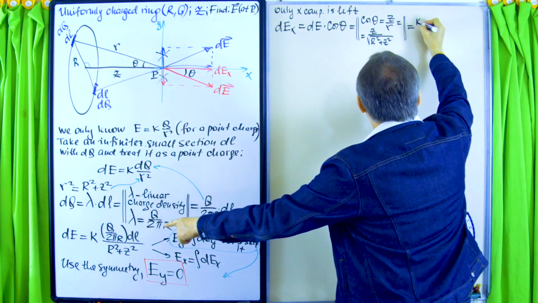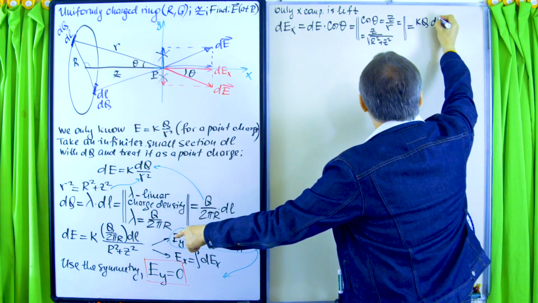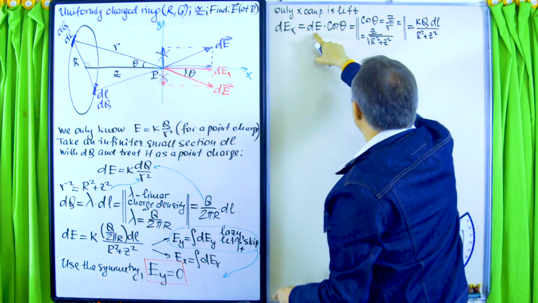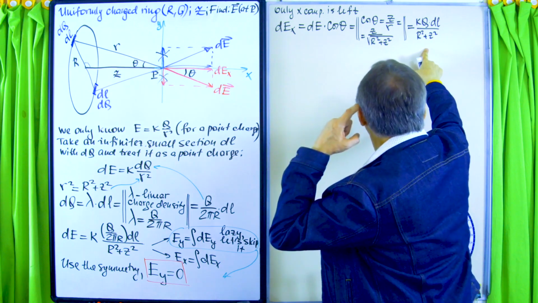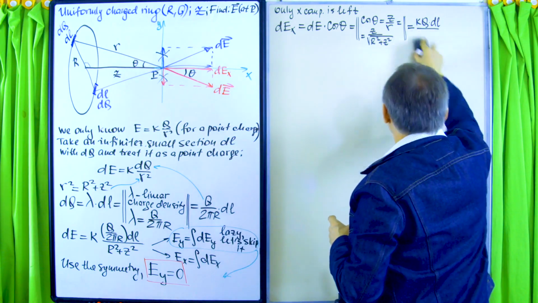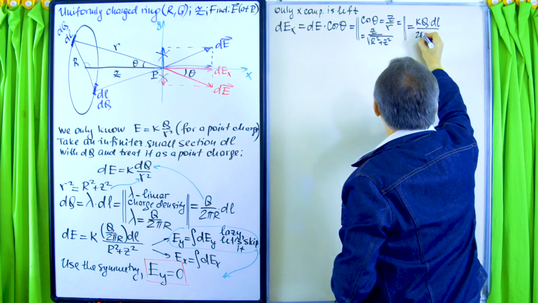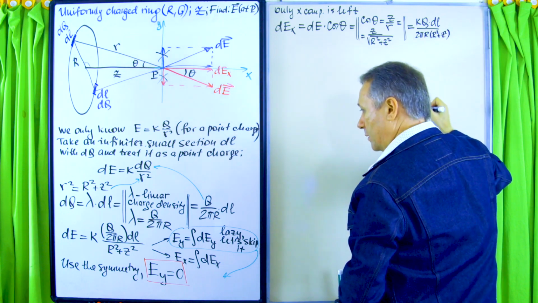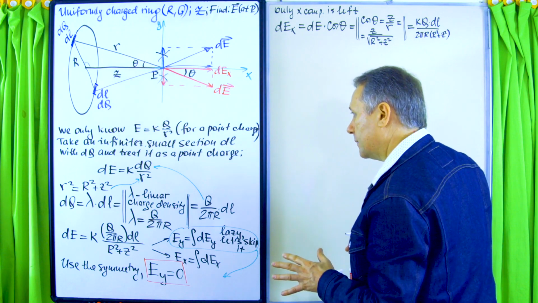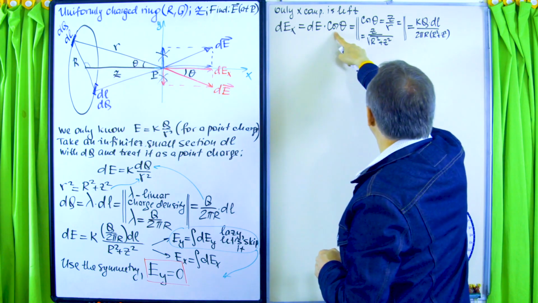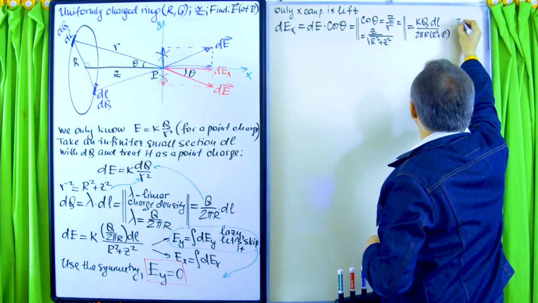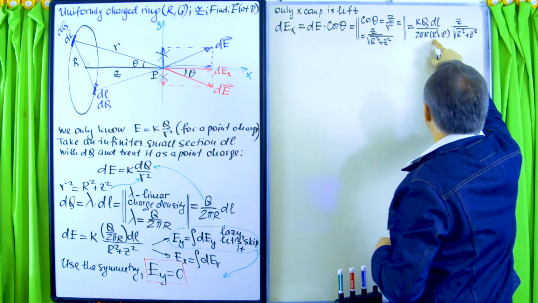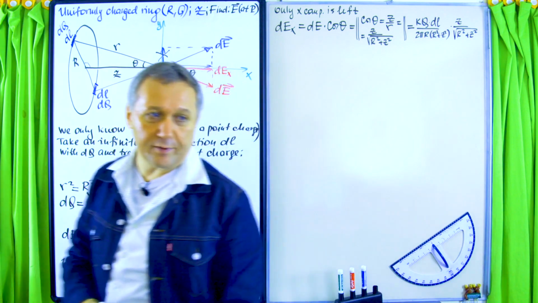So it will be k q dl divided by r squared plus z squared. So this is dE, I wrote it. 2 pi r, I was afraid of losing some. 2 pi r and r squared plus z squared. Right? Then cosine. Cosine is a z divided by square root of r squared plus z squared. Of course, this and that can be combined and you will get a power of 3 over 2, right?